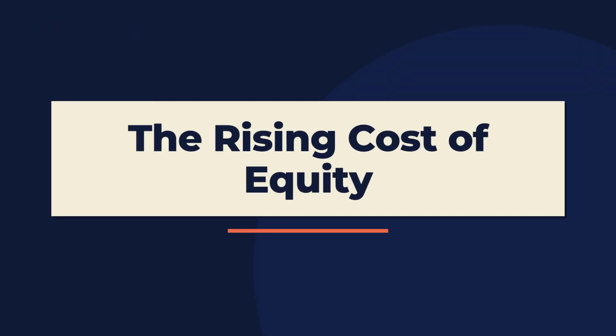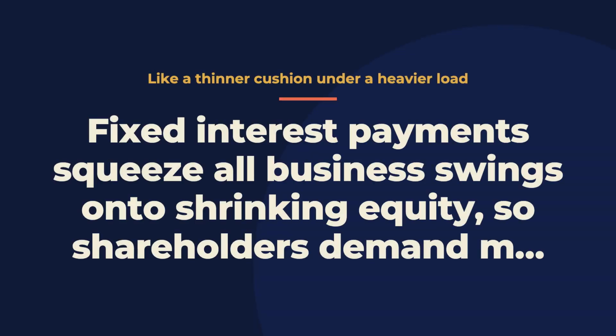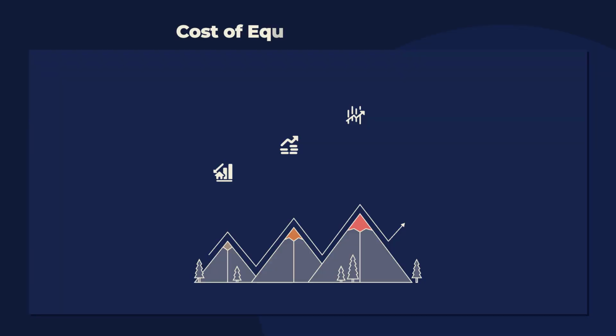More debt does not improve a firm forever because shareholders are not passive about the risk it creates. As debt piles onto a thinner equity base, shareholders demand a higher return to hold the stock, and that rising required return is called the cost of equity. As a firm borrows more, its fixed interest charge concentrates every operating swing onto a shrinking equity base. Shareholders feel that added risk directly, and rational investors respond by raising the price they charge to hold the stock.